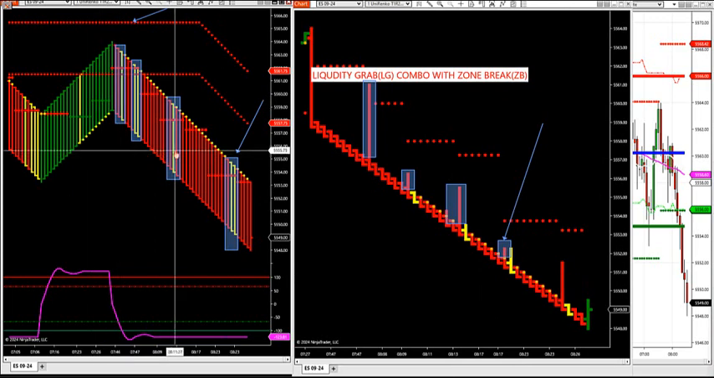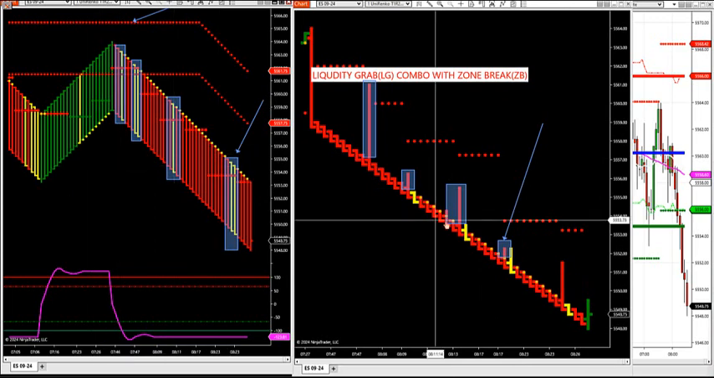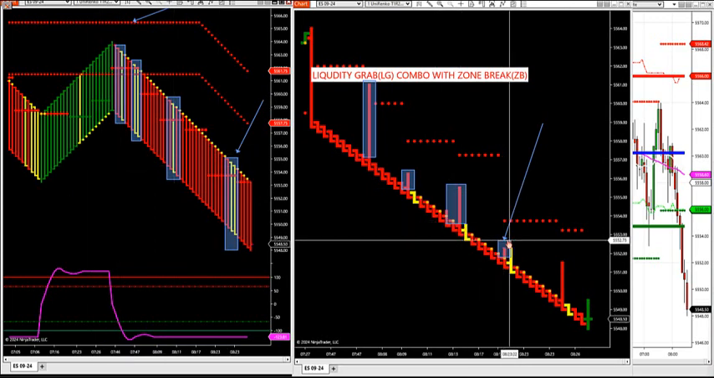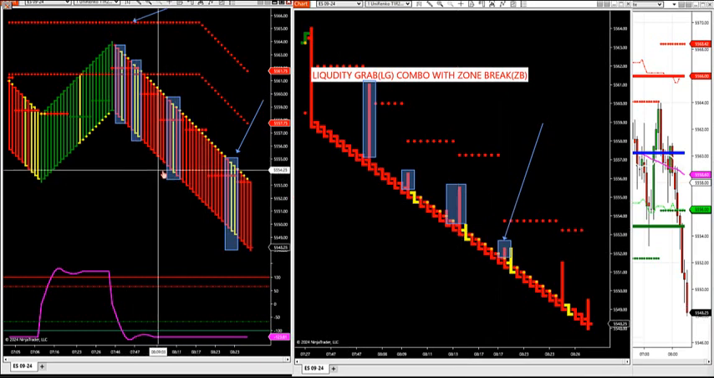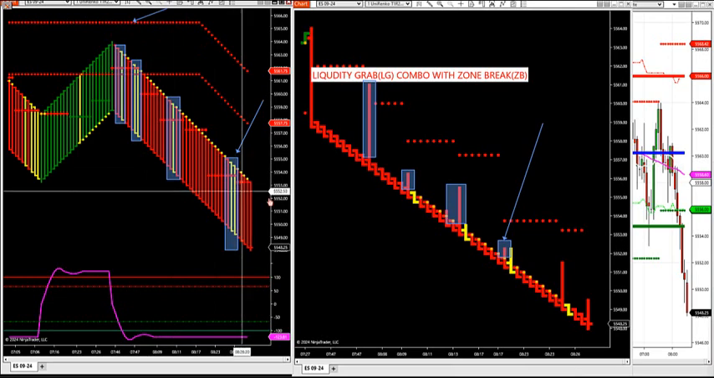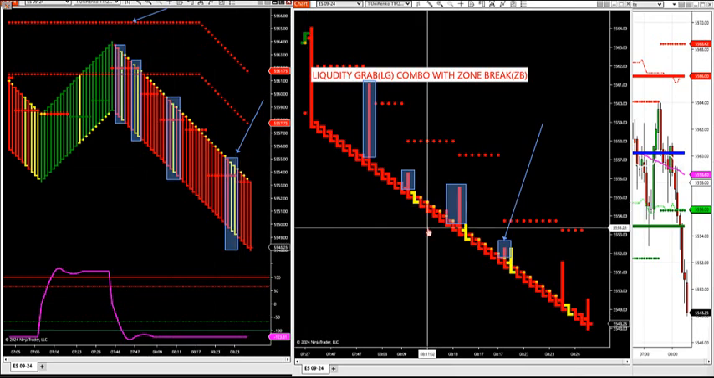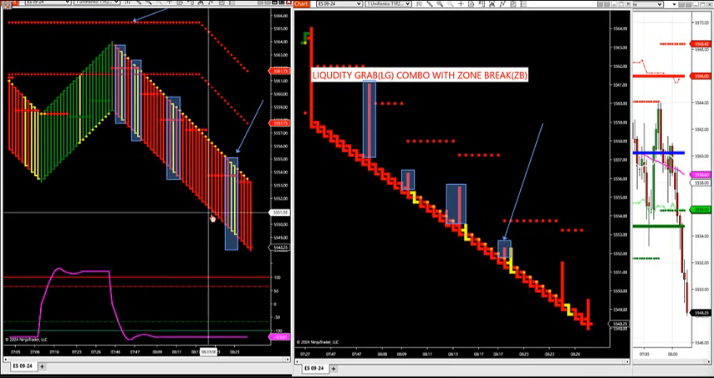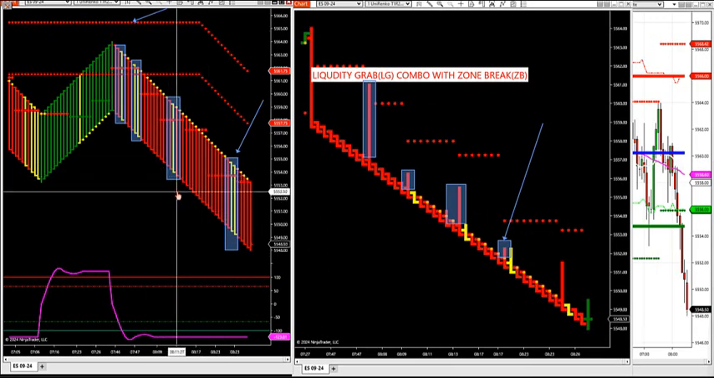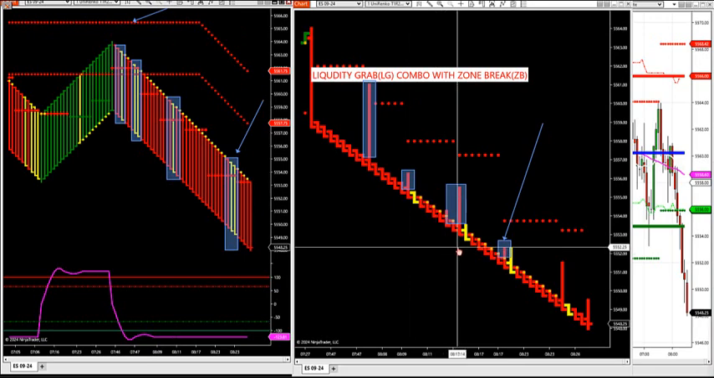So when you get this match and these fire with zone trend and you get a liquidity grab, look how they match up. Liquidity grab, liquidity grab. You can confirm the momentum of the market when I get these zone break candles that fire off with the liquidity grab chart. They work together.